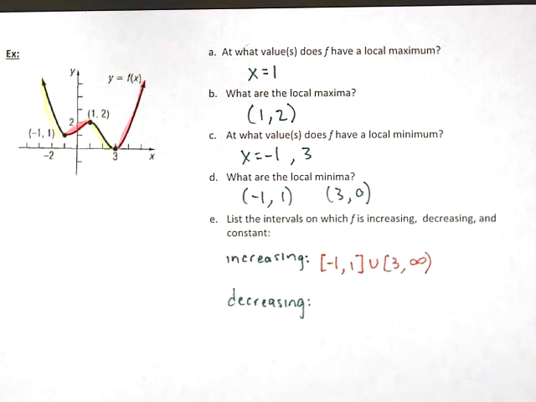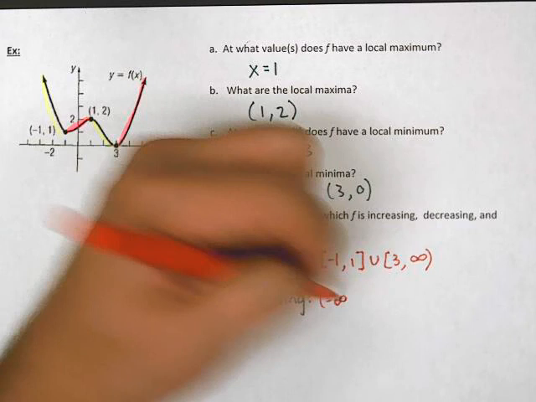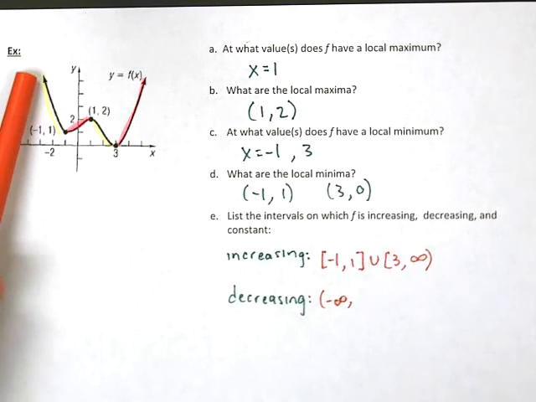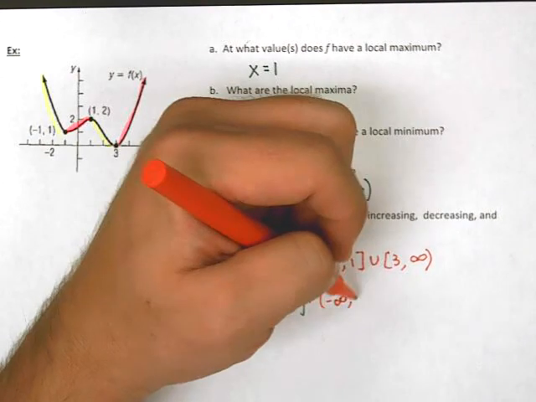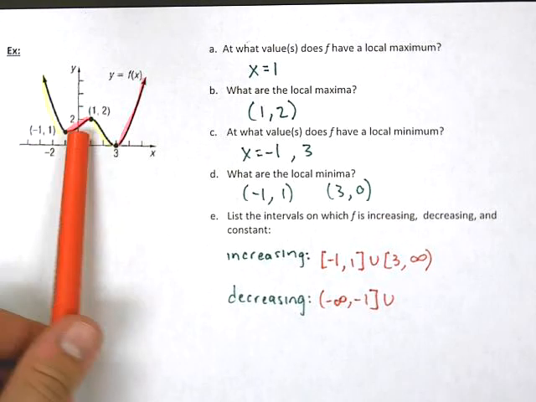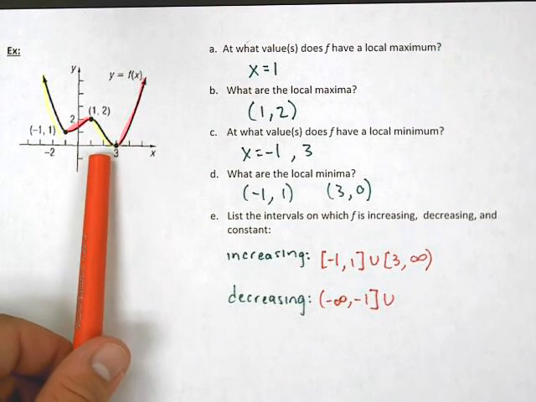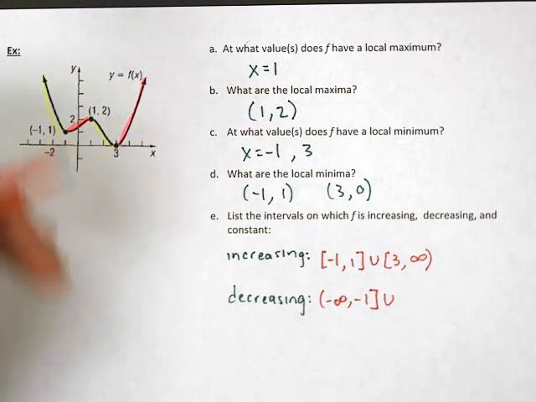Decreasing, pretty much looking at the opposite sections, right? It starts out decreasing. So it starts from negative infinity, and it decreases all the way to negative 1. And then it increases, and then it picks up again right here at positive 1. It starts decreasing again, and it decreases until x equals 3. So 1 to 3.